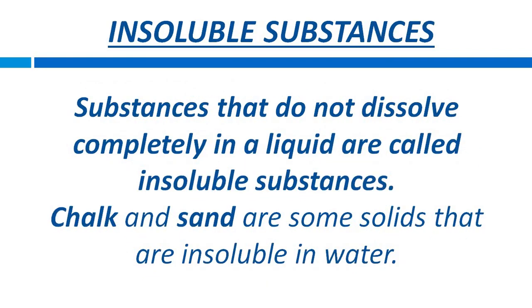Insoluble substances. So unlike soluble substances, those substances that do not dissolve in a liquid are called insoluble substances. For example, chalk and sand. If you mix sand or chalk in the water, you will find that they are not soluble in water. So chalk and sand are some solids that are insoluble in water.